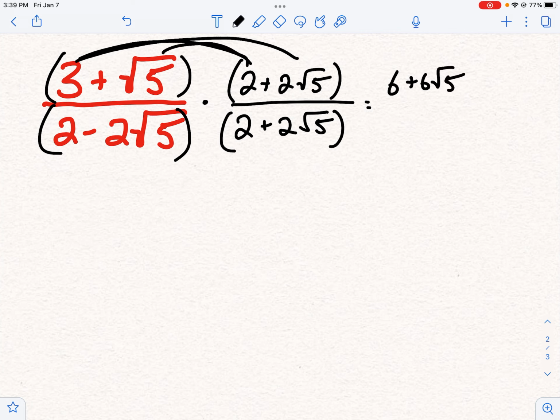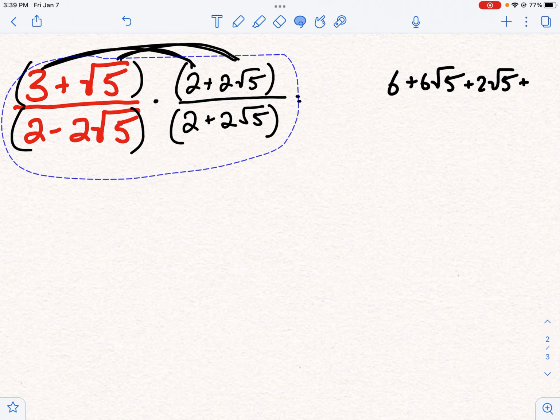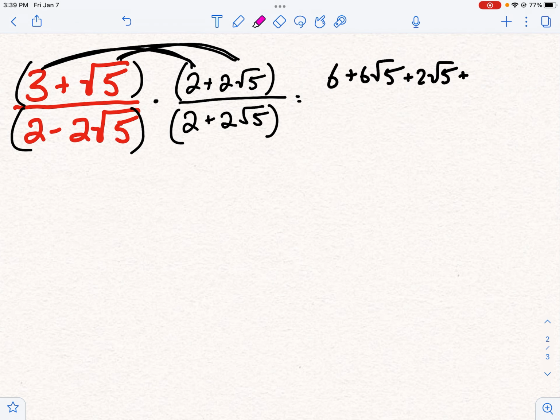The root of 5 times 2 is 2 roots of 5. And the root of 5 times 2 roots of 5 is going to be, I'm running out of space here. Let's move this over. Actually, let's steal a little bit of space here from the screen. And let's try again. So the root of 5 times 2 roots of 5 is going to be 2 roots of 25. And we'll make that prettier in just a minute.